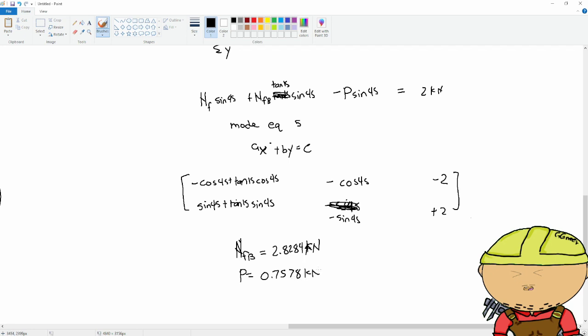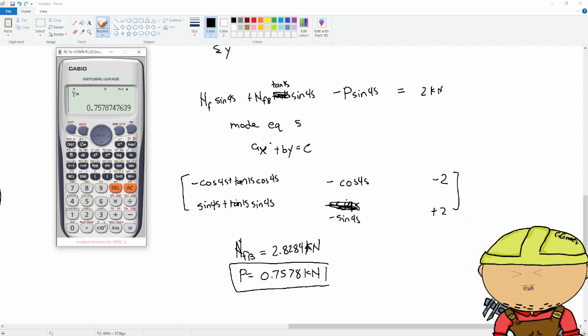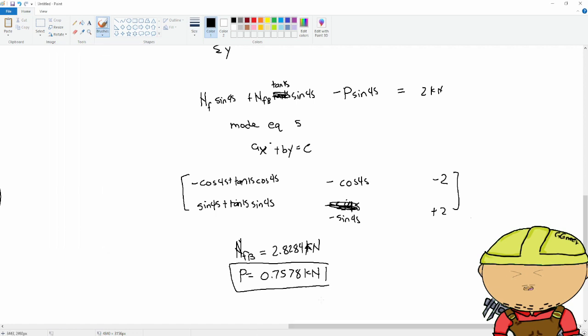P is equal to 0.7578 kilonewtons. And we got it correct. This is the right answer. Let's go! So again, I'm going to tell you what I told the other 79 in the first part. This is my second time solving this.